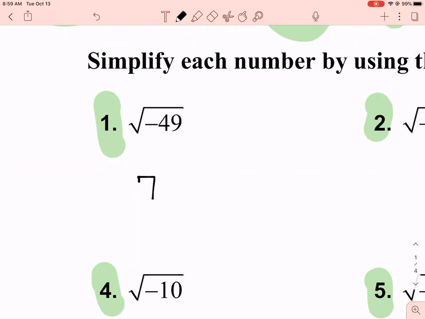an i. That is correct. Good. So the negative comes out, becomes an i. She has nothing left over. There is no need to show work because that was a perfect square. If it was not a perfect square, she would have to show work.